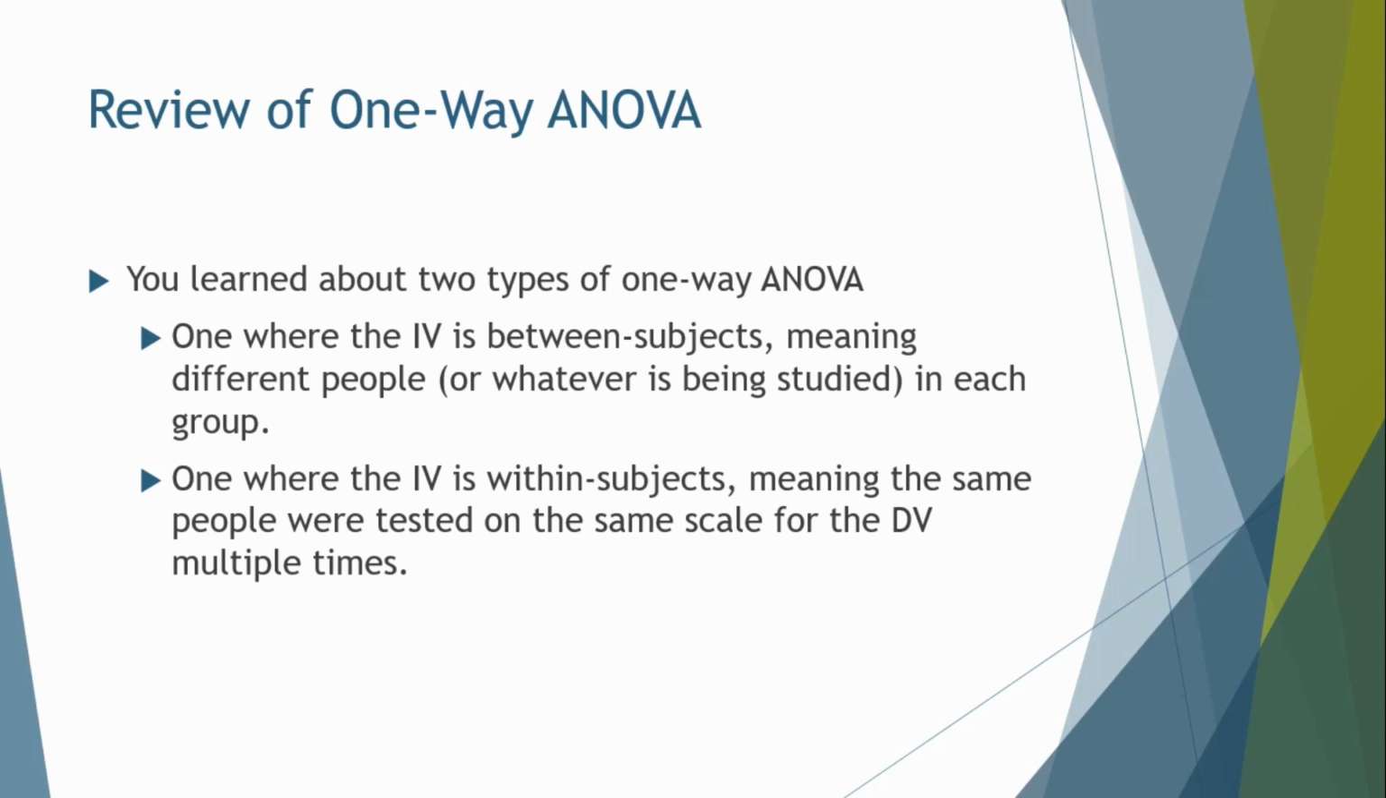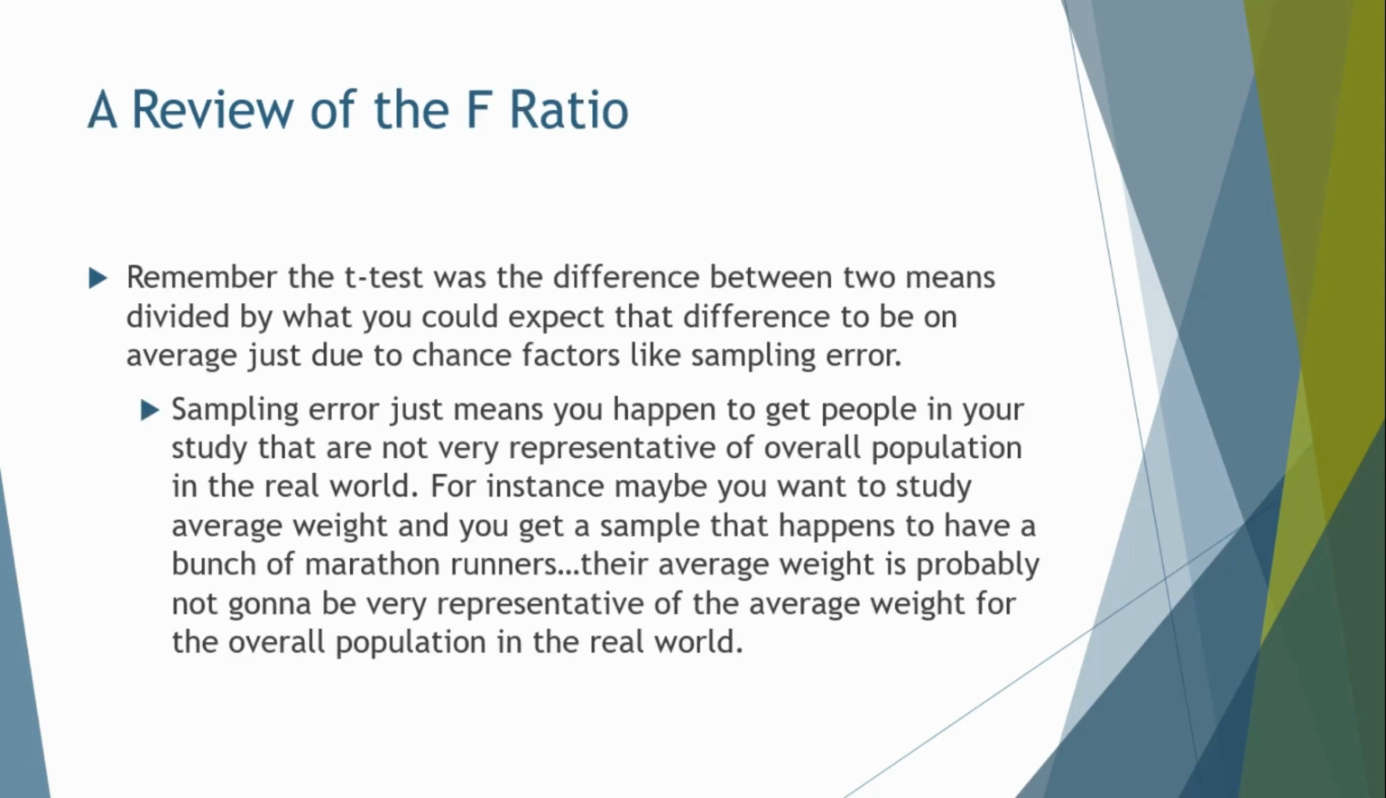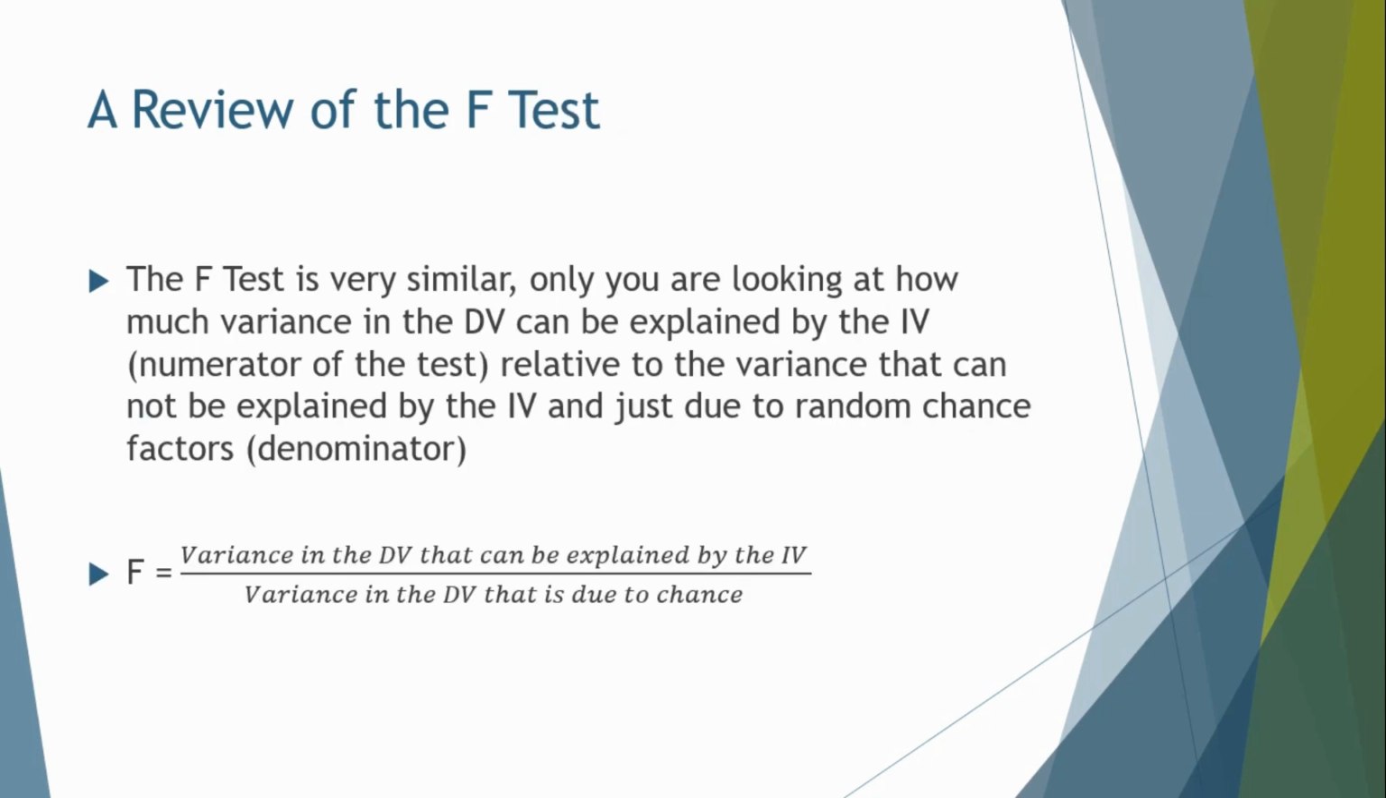So they wrote a gratitude diary and then they assessed their happiness. Then they wrote a venting diary and they assessed their happiness. Then they wrote a regular diary and they assessed their happiness. You didn't have different people in each level of the IV or each category of the IV. So you remember how the t-test was the difference between two means divided by what you could expect that difference to be just due to chance? And things like sampling error, like maybe your sample doesn't really represent the population and that's why you can see effects due to chance. Well, the F ratio works the same way.